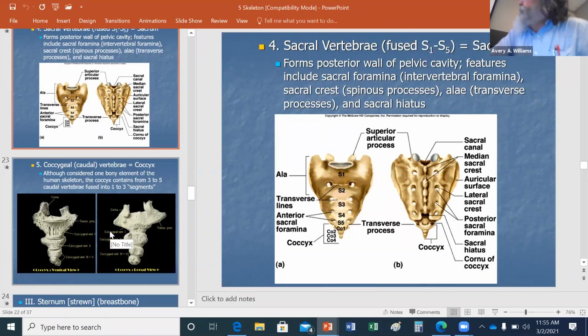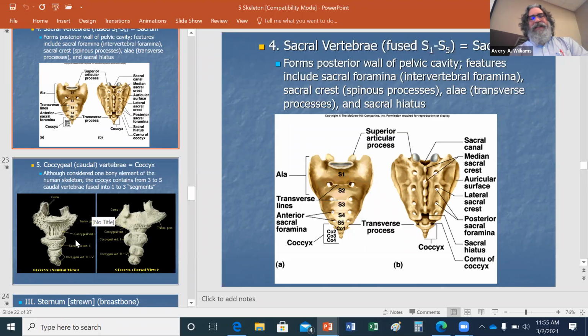Okay, what's your question? I think you just answered it. So the sacrum and the coccyx, they're just considered one each. Yeah, they're considered one each. Most of the time, you have 5 sacral vertebrae. See, I got S1 through S5.